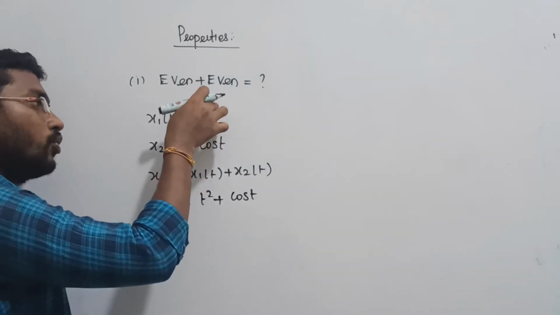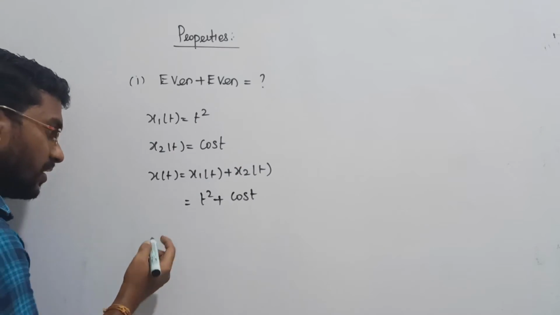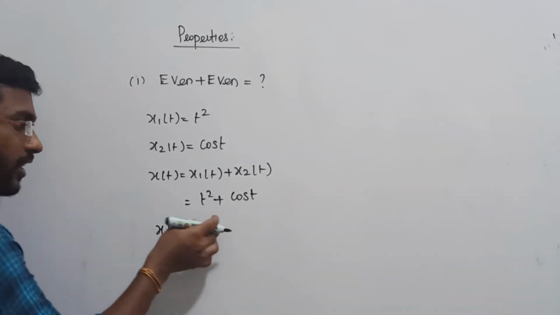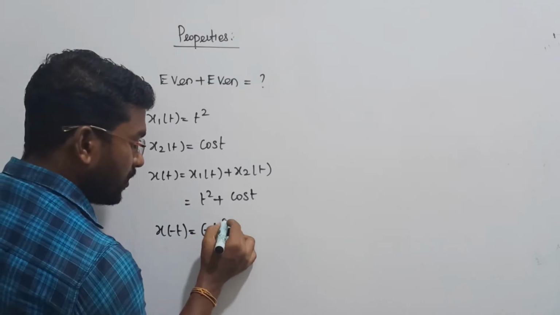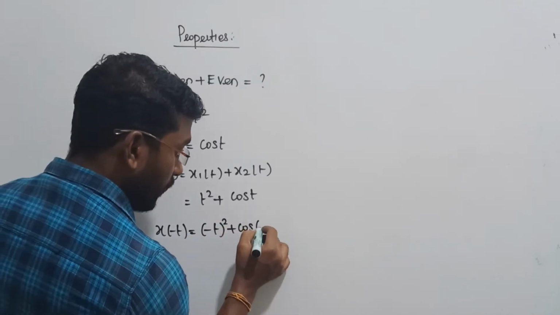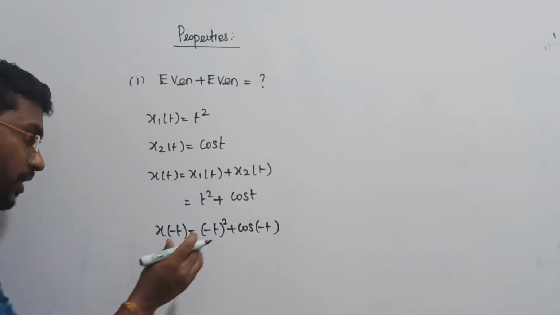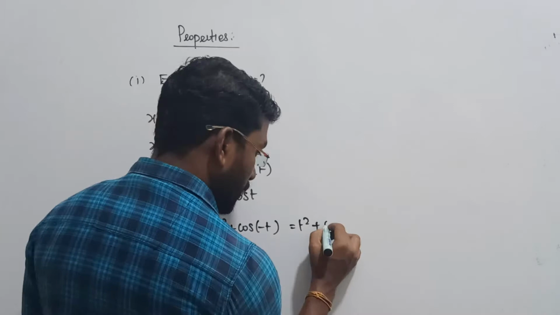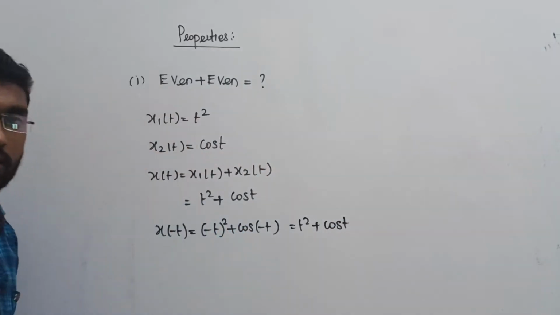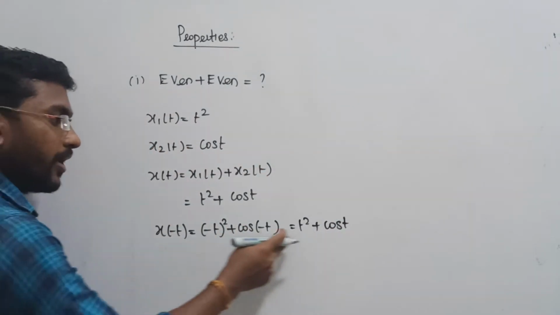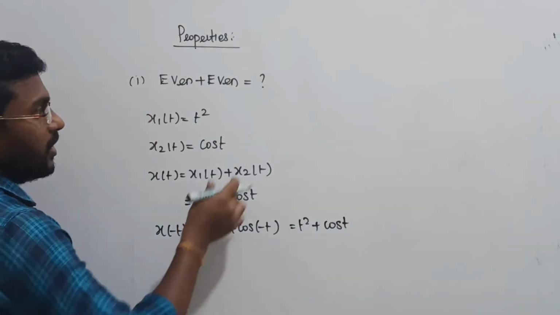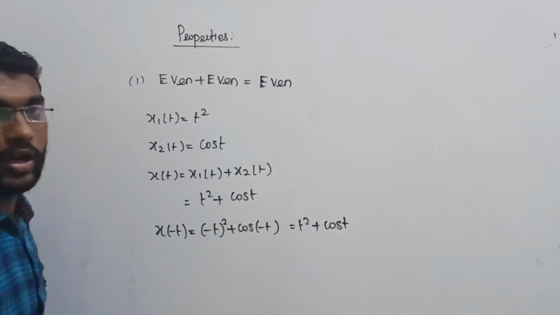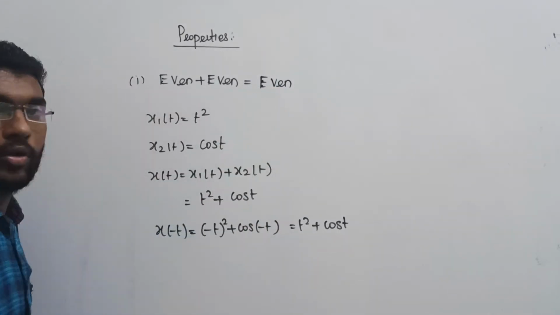So the addition of two even signals is done. Let us see the resultant signal. For that, find out the value of x of minus t, compared with x of t. X of minus t equals minus t whole square plus cos of minus t. Minus t whole square equals t square, and cos of minus t equals cos t only. See there, x of t and x of minus t are equal. So the conclusion is that the addition of two even signals gives an even signal in the resultant only. Very important property. Please try to register it in your mind, right?